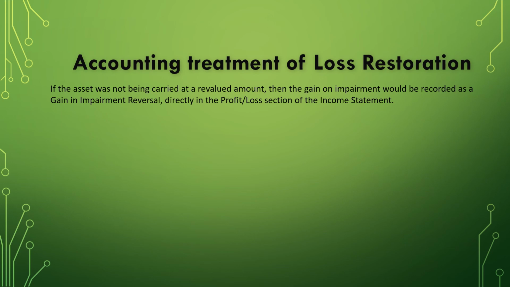Let's look at the accounting treatment of loss restoration. If the asset was not being carried at the revalued amount, then the gain on impairment would be recorded as a gain on impairment reversal directly in the income statement. Therefore, we have to debit the asset value and we have to credit the gain on impairment reversal.